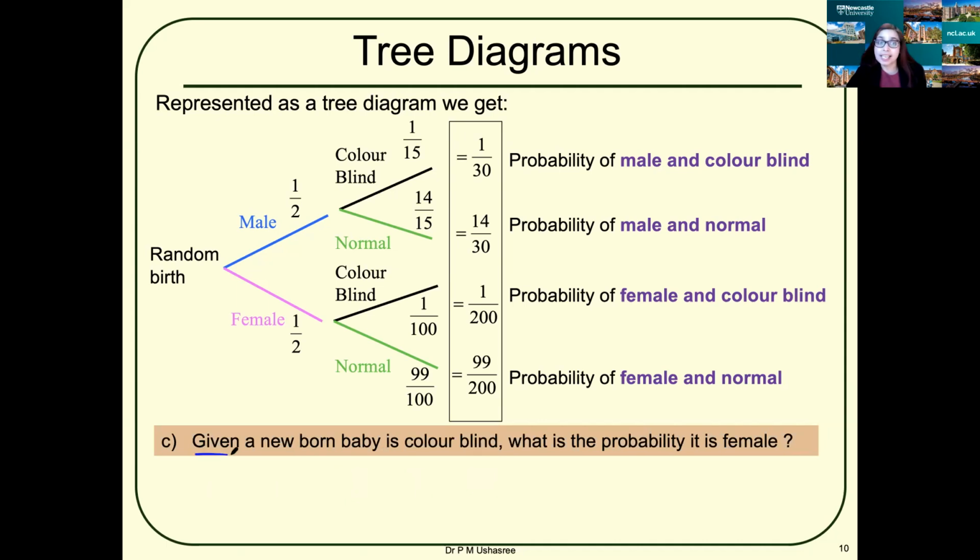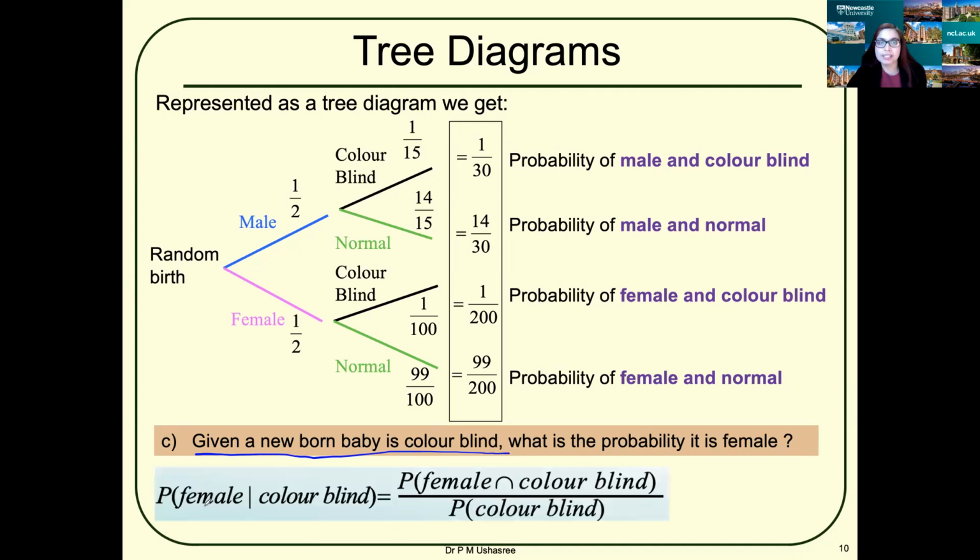Next question. Given a newborn baby is colorblind, what is the probability it is female? Okay, this is like a conditional probability, so you have to be careful. You can write down the formula first. Given that the newborn baby is colorblind, what is the probability that you're going to pick a female child? So using the conditional probability formula, you have female intersection colorblind over colorblind.